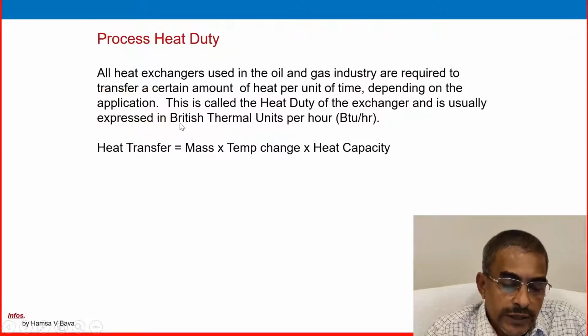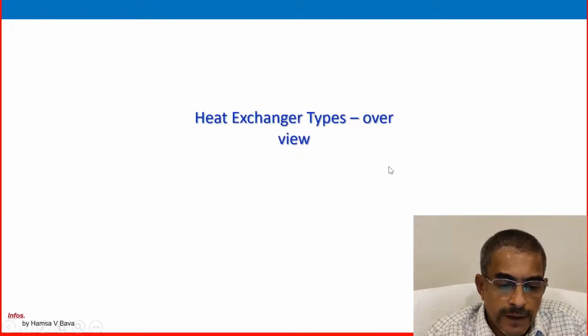Process heat duty. All heat exchangers used in the oil and gas industry are required to transfer a certain amount of heat per unit of time. Depending on the application, this is called the heat duty of the exchanger and is usually expressed in BTU per hour. So heat transfer is equal to mass times temperature change times heat capacity.